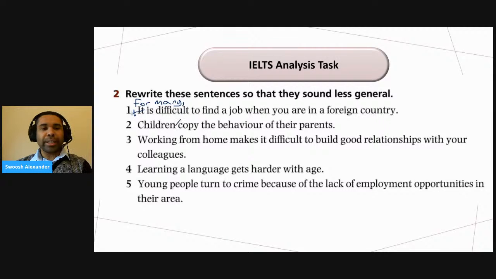So here, we could use an adverb of frequency, like "children often." I'm going to use an expression which means the same as "often," and this is "tend to." So children tend to copy the behavior of their parents. Again, this is just an expression which means basically it's something that happens often. And so it's more precise rather than just saying "children" as if it were all children. We can modify it in this way.